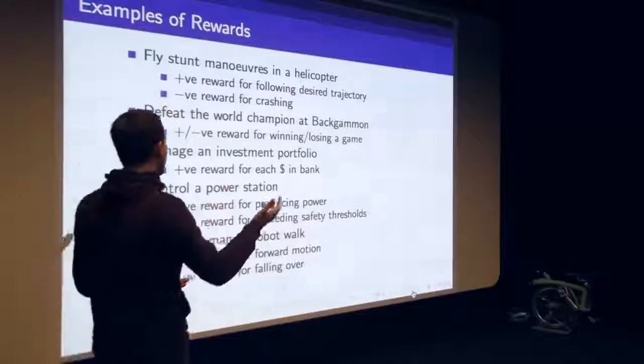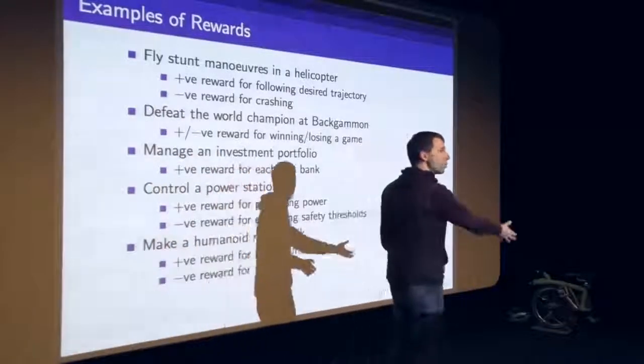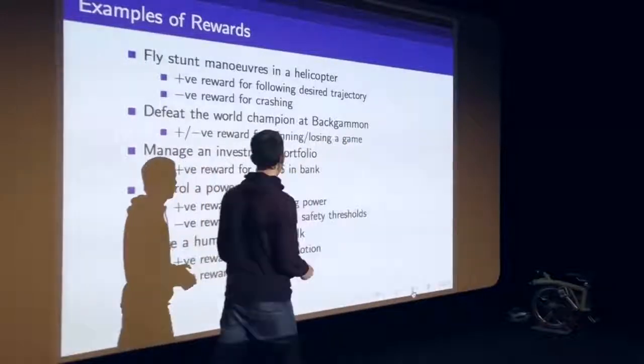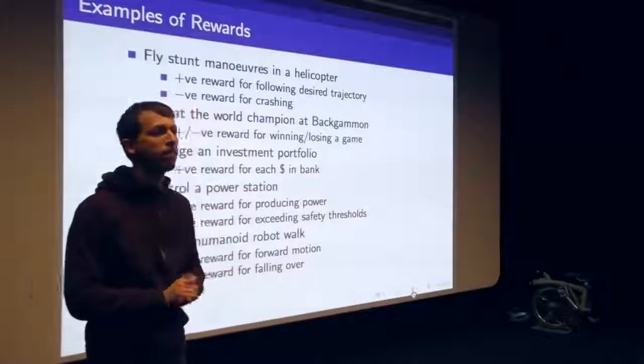And if you want to make a robot walk, you might have a positive reward for forward motion. Each unit of distance that you travel might give a unit of reward. And there might be, again, a large negative reward for falling over.